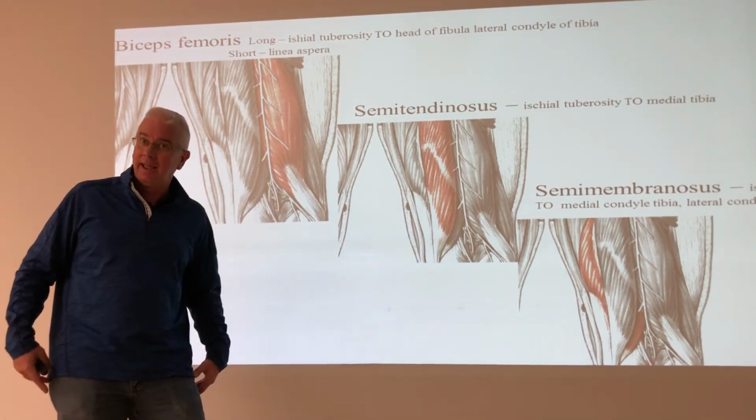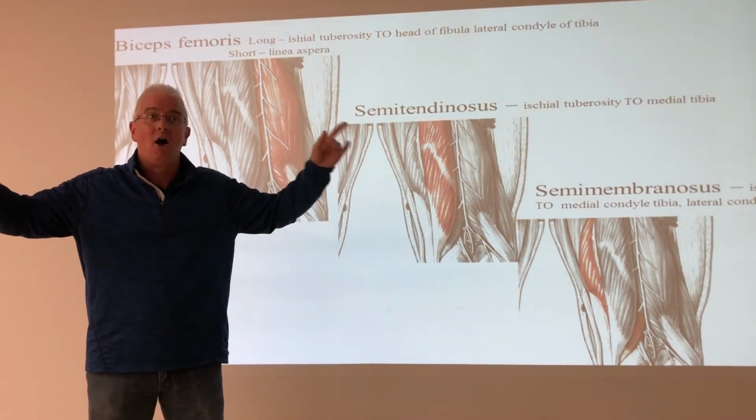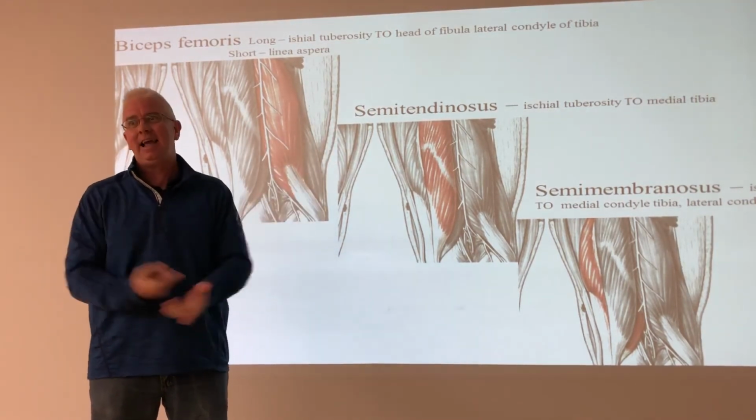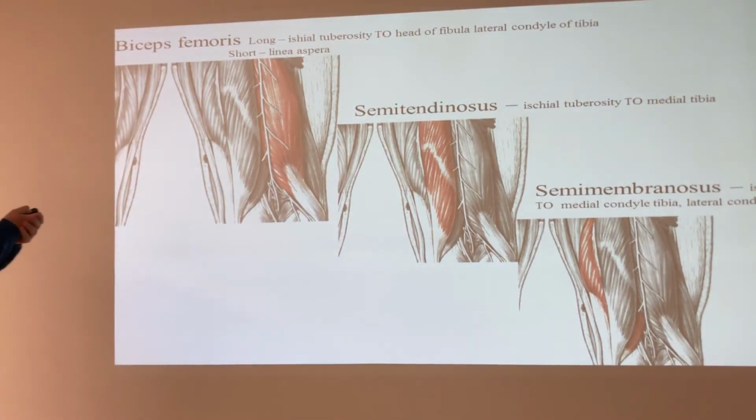On the back of the leg, all of them go up to the hip. Only one of them is not attached to the hip bone. So the long head of the biceps is attached to the ischial tuberosity, and it's a lateral piece. It's a lateral muscle. It attaches to the head of the fibula and part of the lateral condyle of the tibia. It's lateral. The long head of the biceps has a lateral attachment.